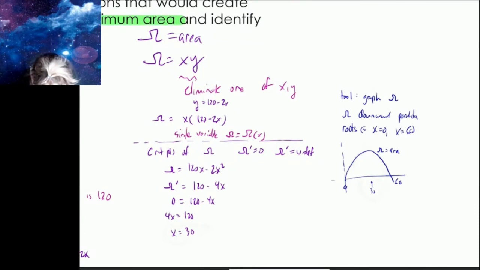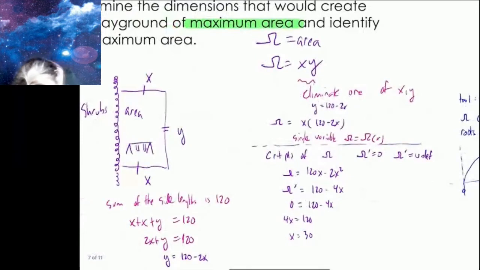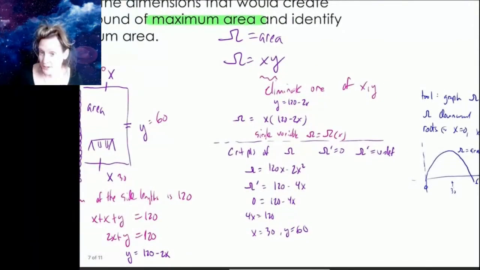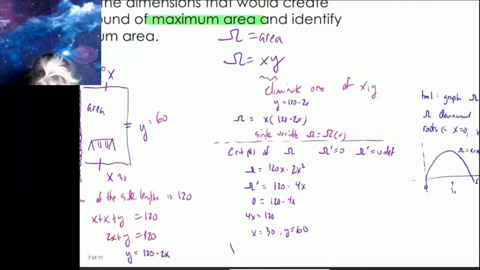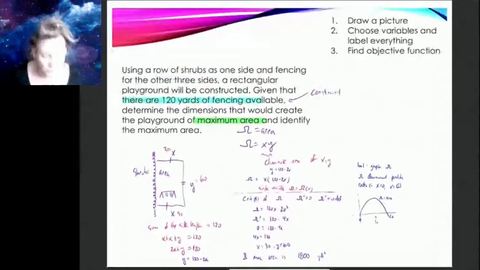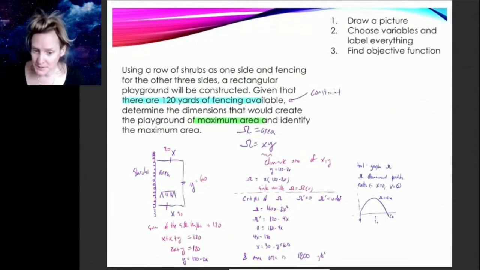Wow, that was awesome. So we found that x equals 30. That length there is 30. And I know that because y equals 120 minus 2x, then y equals 60. So those are the dimensions: 30 by 60, and the maximum area is 1,800 square yards. So that's the basic process for solving one of these problems.